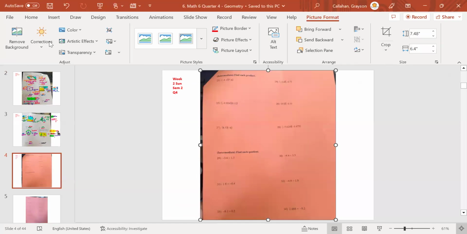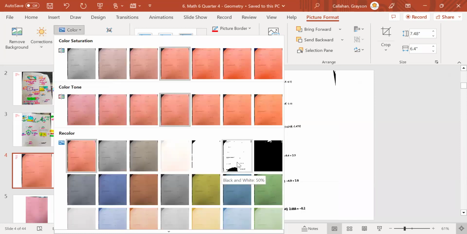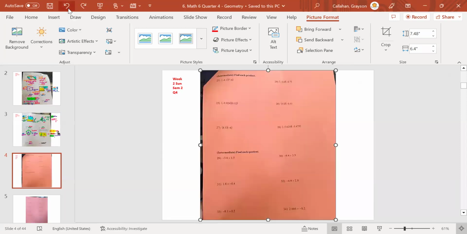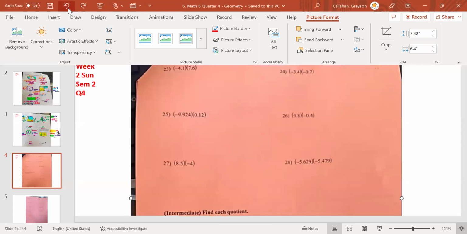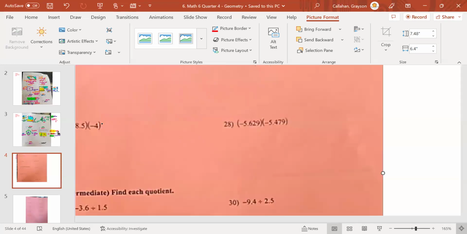All right, Grayson, so which question did you have on this page? Actually, I don't like that. Maybe 28. So for number 28, you need to turn that down a little bit, please, Maddie.